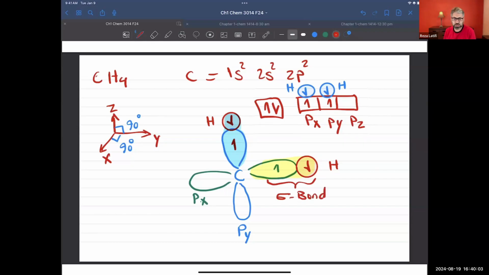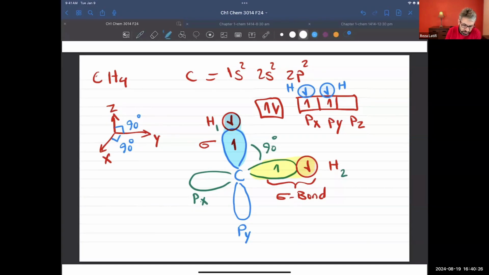Now, what's the bond angle between these two sigma bonds? This is the bond angle between them. The bond angle between X and Y should be 90 degrees, because they are perpendicular. And I only accommodated two hydrogens.